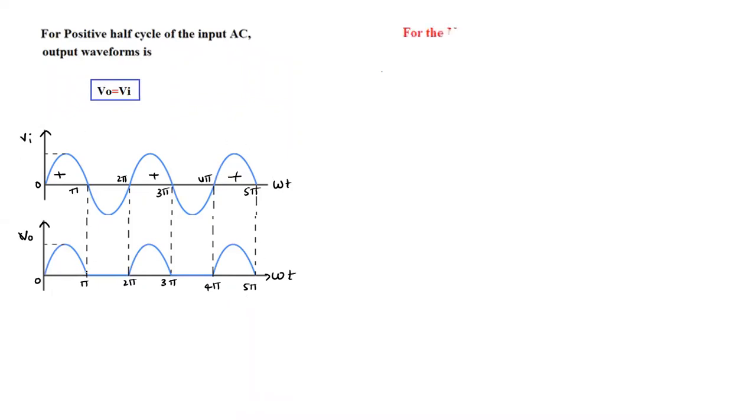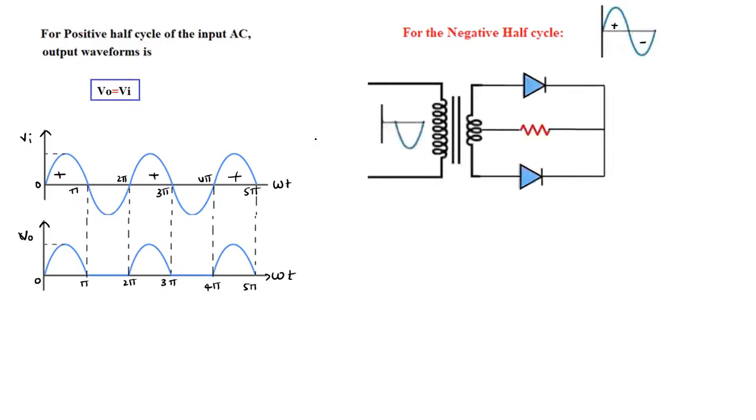Now if we give the negative half cycle, what will happen? We'll see. For the negative half cycle, out of the positive and negative, we are giving the negative half cycle to the rectifier circuit. This is the input AC. There are two diodes we are using, diode D1 and diode D2.